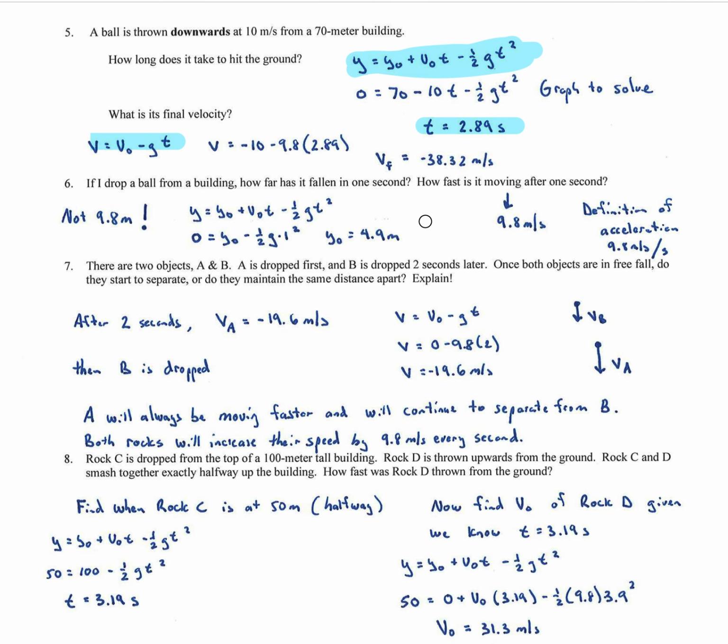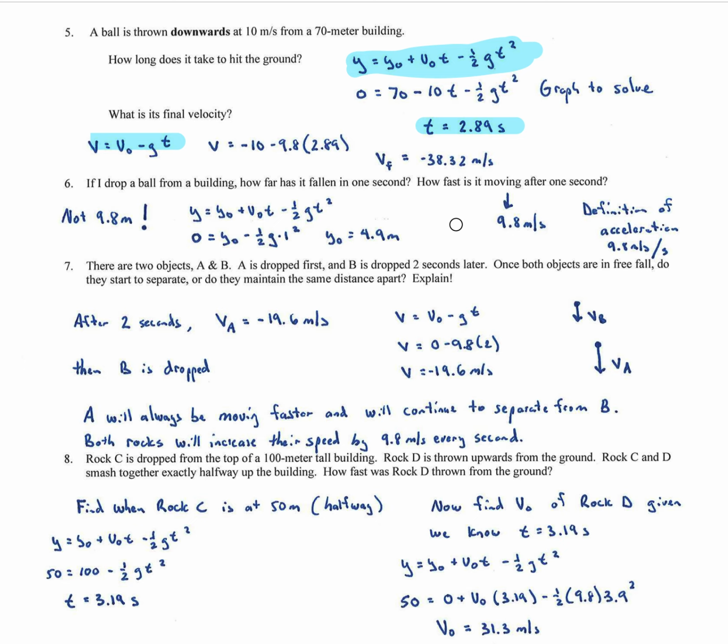If I drop a ball from a building, how far has it fallen in 1 second? Again, don't say 9.8 meters. Like, wait a second. It was accelerating at 9.8 meters per second squared. Didn't it fall 9.8 meters in 1 second? No, that's not true. It got to a speed of 9.8 meters per second at the end of that second. It wasn't going 9.8 meters per second the entire time.